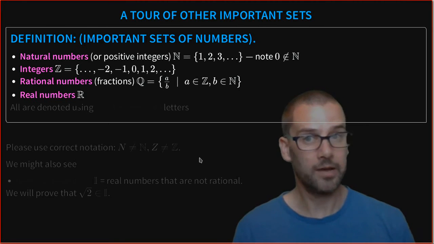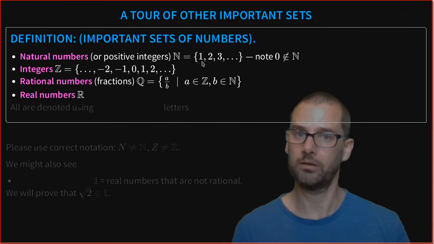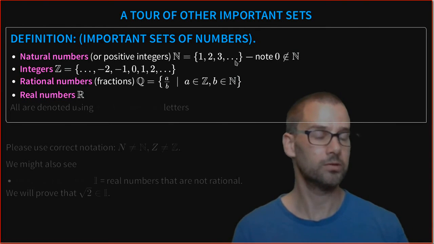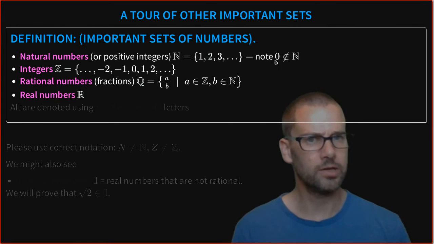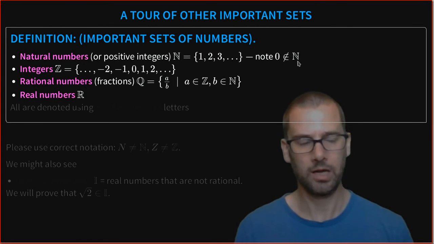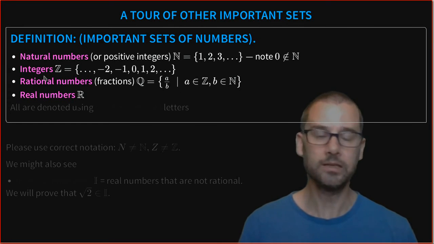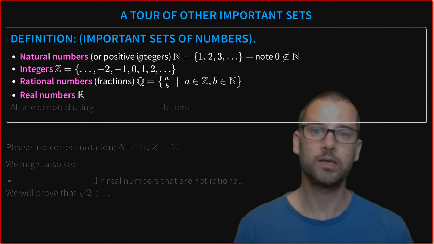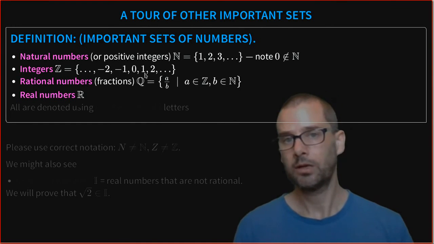So let's write down some other important sets. We have the natural numbers, or the positive integers, so that it's just 1, 2, 3, 4, and so forth. These are the ones that we encounter when we're very, very young. And it's important to note here that 0 is not in the natural numbers. There's a long discussion about why that's the case. The integers are all numbers, positive, negative, or 0.